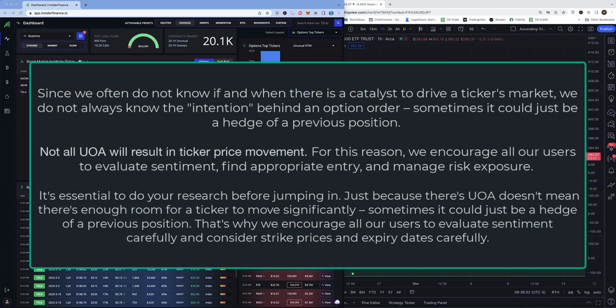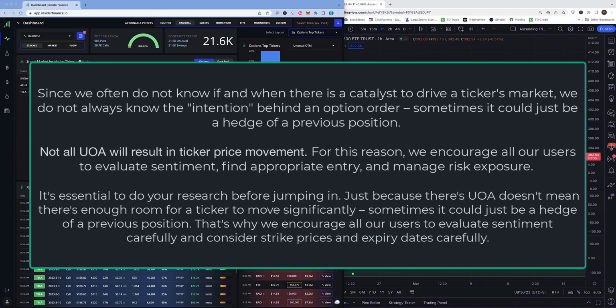Since we often do not know if there is a catalyst to drive a ticker's market, we do not always know the intention behind an option order. Sometimes it could just be a hedge or previous position. Not all unusual option activity will result in ticker price movement. For this reason, we encourage all traders to evaluate sentiment, find appropriate entry, and manage risk exposure with your order size or premium paid.